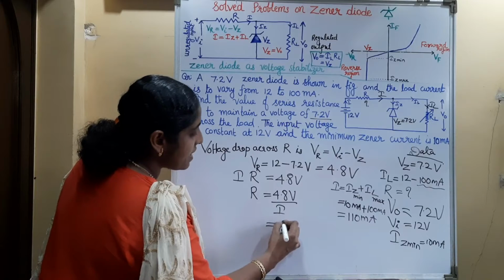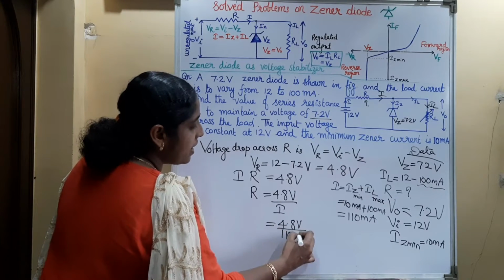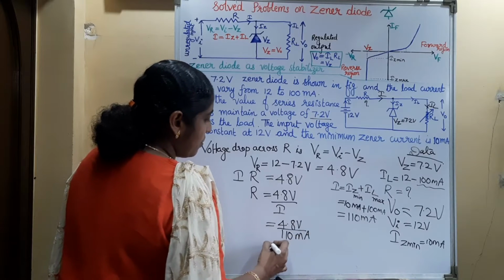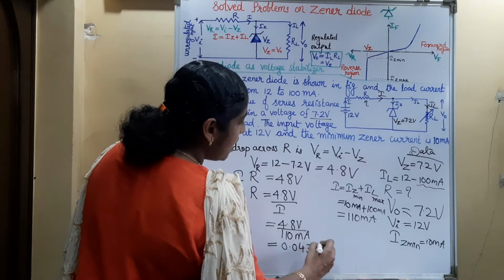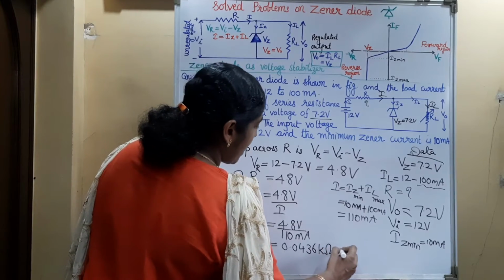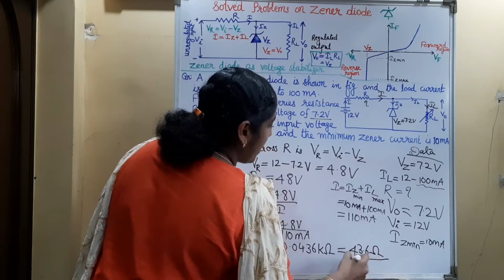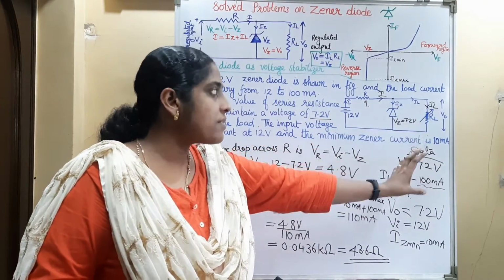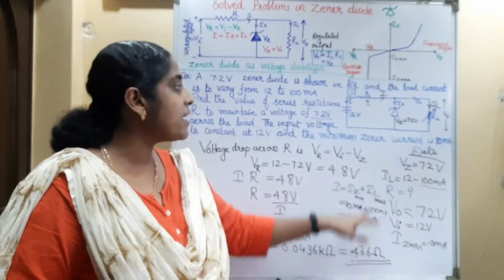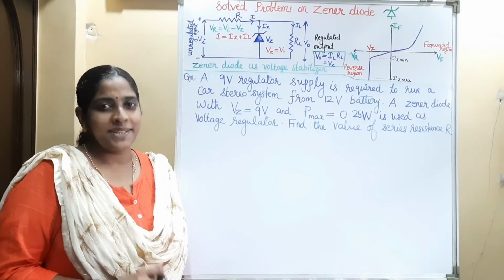So the resistance is 4.8 volt divided by 110 milliampere, that is equal to 0.0436 kilo ohm, or that is 43.6 ohm. So to maintain a constant voltage of 7.2 volt across the load resistance, we require a series resistance of 43.6 ohm. Next question.